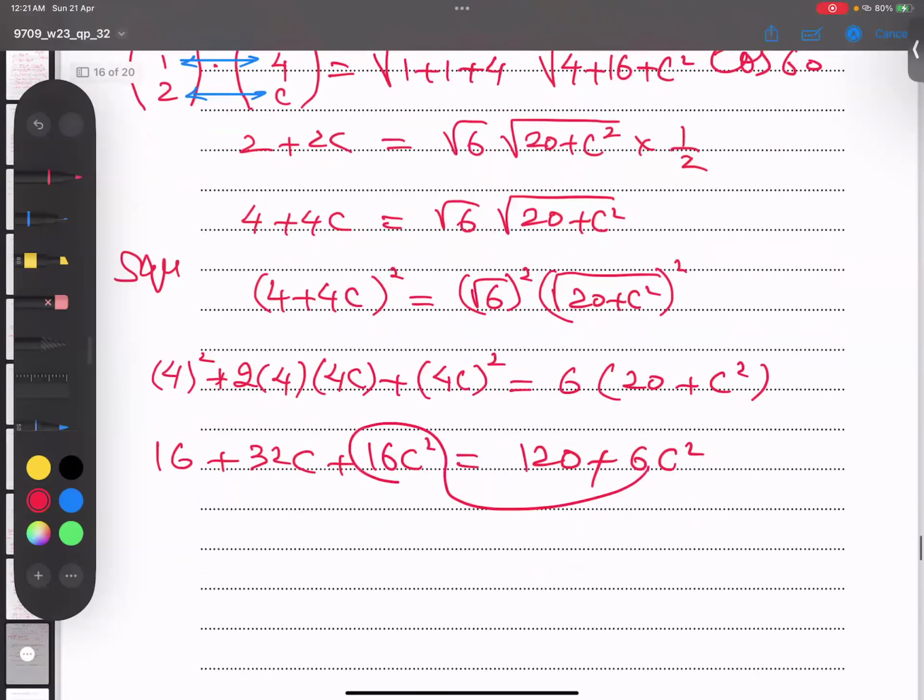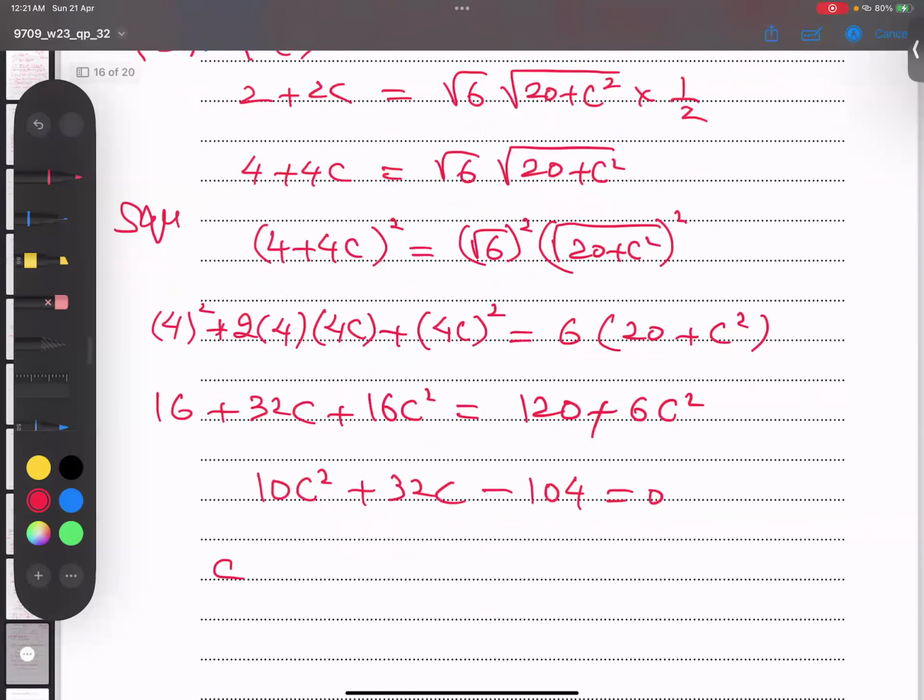Okay, this 6 will be subtracted from here, and I get 10C squared plus 32C minus 104 equal to 0. Okay students, now I'm going to apply the quadratic formula. To save time I'm just writing negative B plus or minus the root of B squared minus 4AC, over 2A.